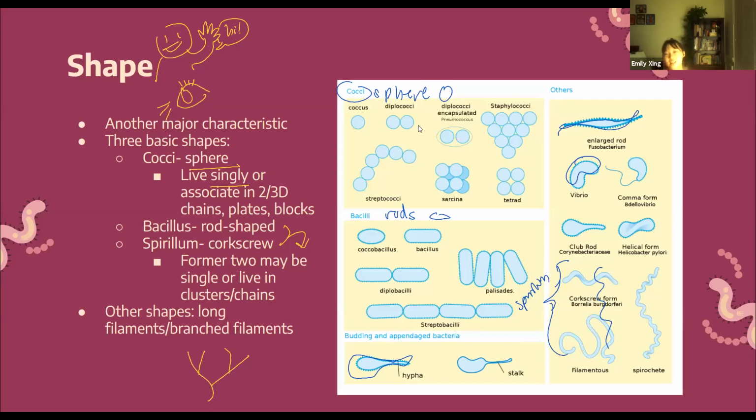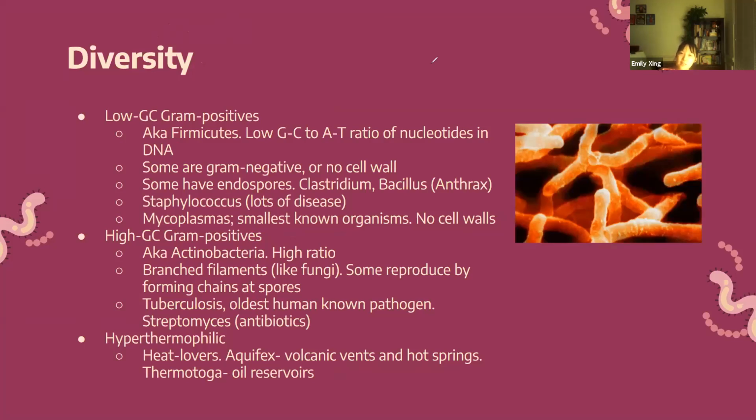Moving on to the next slide, we're finally going to be looking at the different kinds of bacteria. This part always gives me a headache, so try to bear with me. You don't need to remember anything at all, but if you would like flashcards too, I can provide them. Our first group is low GC, gram-positive, also known as firmicutes. They have a low GC to AT ratio of nucleotides in DNA. DNA is made out of 4 nucleotides, G, C, A, T, paired with each other.